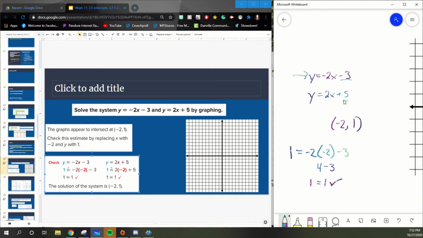It is. And then you could also plug it into the second equation. If I do 2 times -2, I get -4. Is -4 plus 5 equal to that 1 we plugged in for our y? It is. So we know our answer is correct.